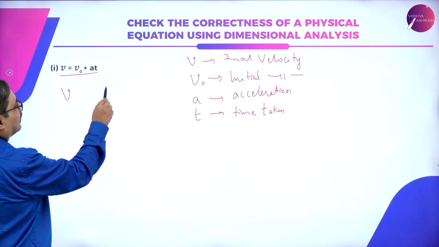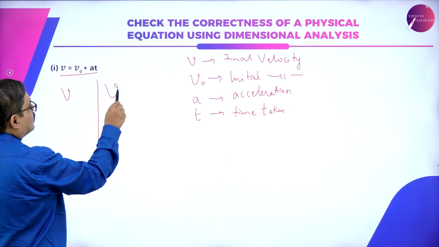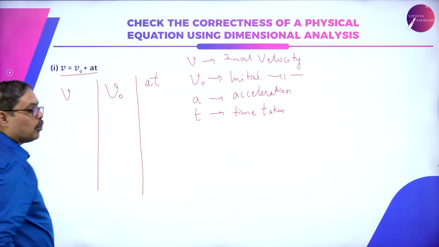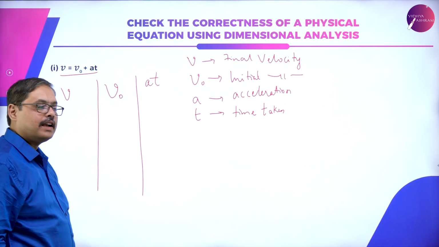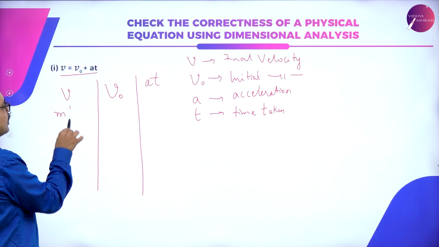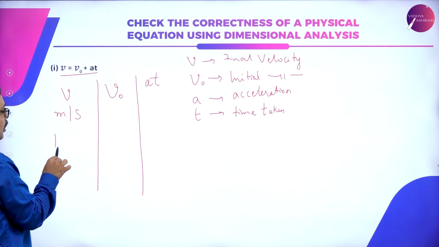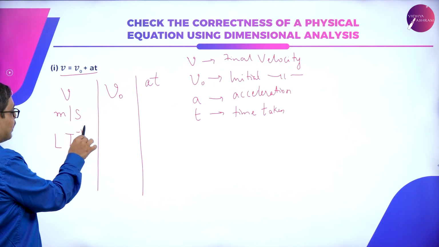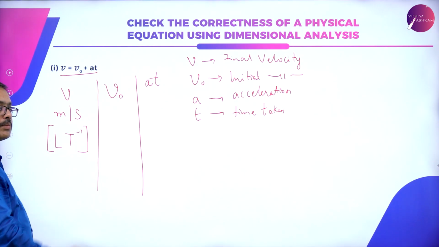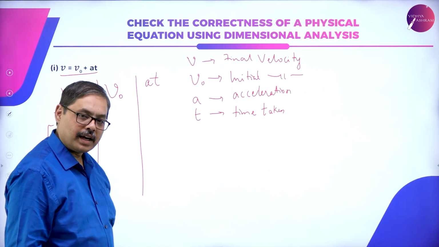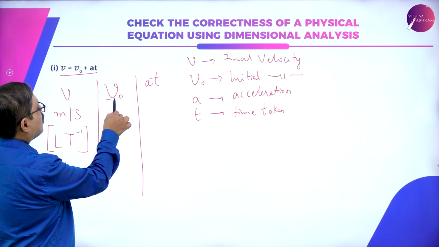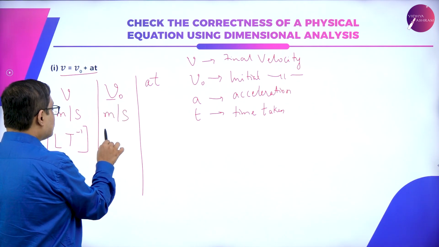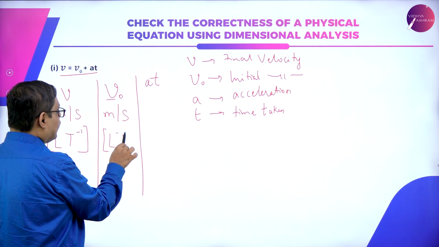First one is the velocity. Then we have the initial velocity. Then we have the terminology of A and T. What is velocity? Velocity is displacement by time. The unit is meter per second. For meter, you have got one dimension of length, and for second, you have got one dimension of time in the negative. So, the dimension of the LHS terminology is L into T to the power minus 1. Similarly, V naught is also velocity. It is the initial velocity with the same unit of meter per second. So, the dimension does not change. It is L T to the power minus 1.